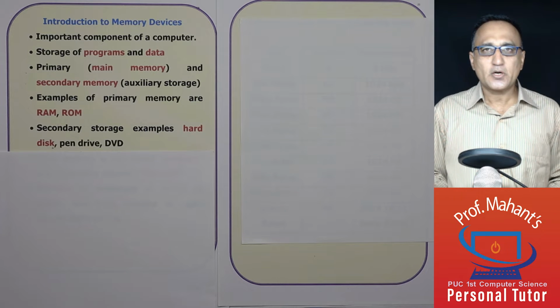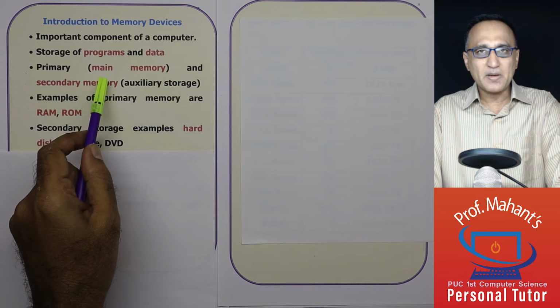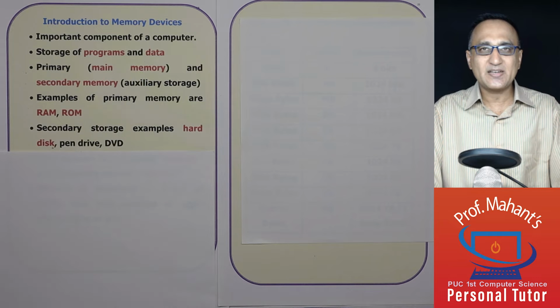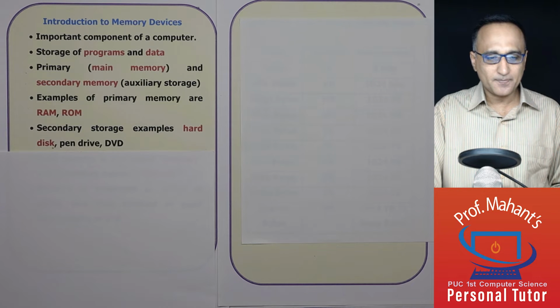In order to store data and programs, we require memory. Memory is of two types. The first type of memory is known as the primary memory, main memory, also known as the RAM. It is used to store programs and data which is being currently processed by the CPU. Whereas the secondary memory or the auxiliary storage, examples of which are hard disk, pen drive, are used to store data and programs permanently.